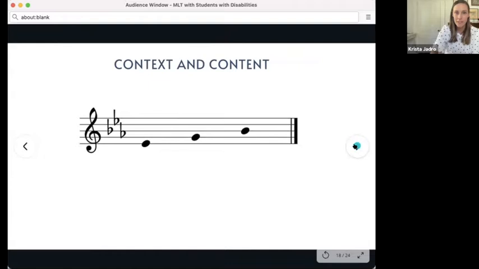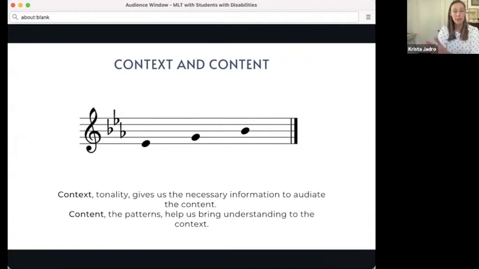So that's why it's really important to establish our context when we're including patterns in our instruction. We'll talk a little bit more about it later, but I just wanted that in the back of your mind. Context, in this case, our tonality, is going to give us this necessary information to audiate the content. So in major, we were audiating do, mi, so as our tonic. And in Dorian, we were audiating do, mi, so as our subtonic. Content, the patterns, then help us to bring understanding to the context.